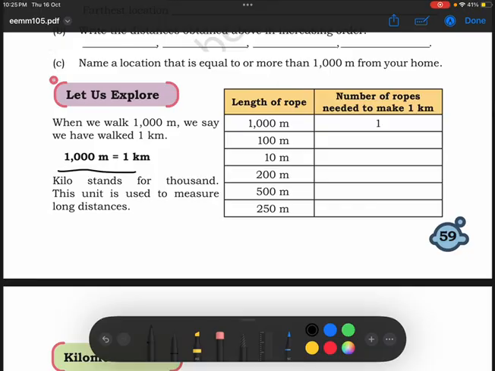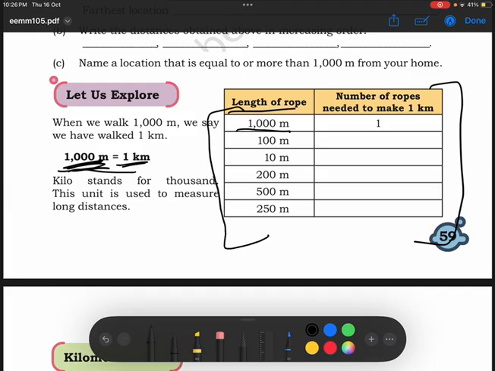As all of you know, 1000 meters is equal to 1 kilometer. You have learned it already. So what we have to do here is fill this table. Okay, the length of the rope is given. These are ropes of different lengths: the first rope is 1000 meters long, this is 100 meters long, this is 10 meters, and so on. We have to find how many ropes we will need to make 1 kilometer.